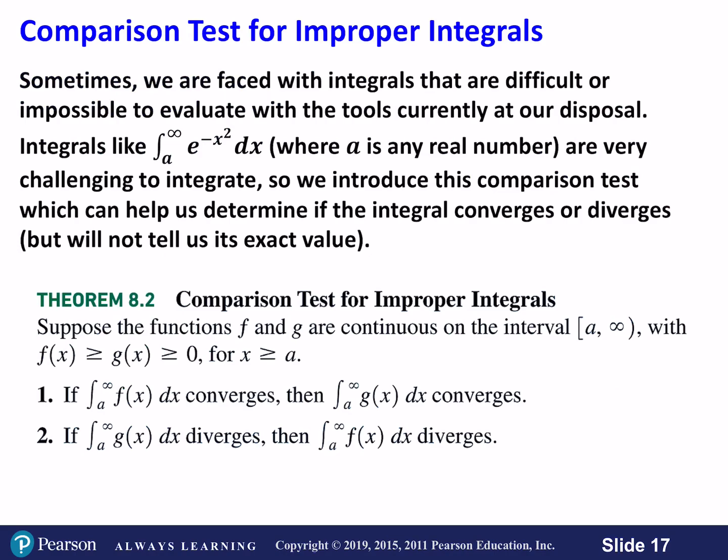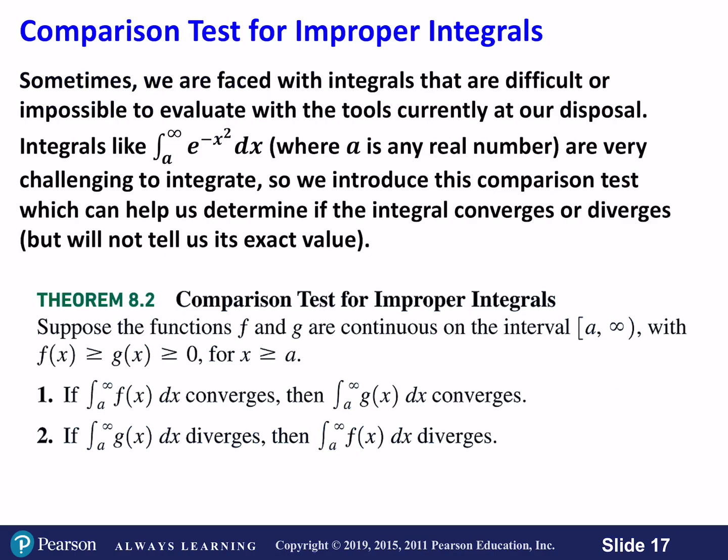Alright, so next up we have the comparison test for improper integrals. So sometimes we are faced with integrals that are difficult or sometimes even impossible to evaluate with the tools that we currently have. So think, for example, the integral from a to infinity of e to the negative x squared dx. This is actually a super important integral, and it's used in statistics and probability calculations frequently. The answer is actually really nice. It involves pi. But anyway, this is a really challenging integral to evaluate analytically.